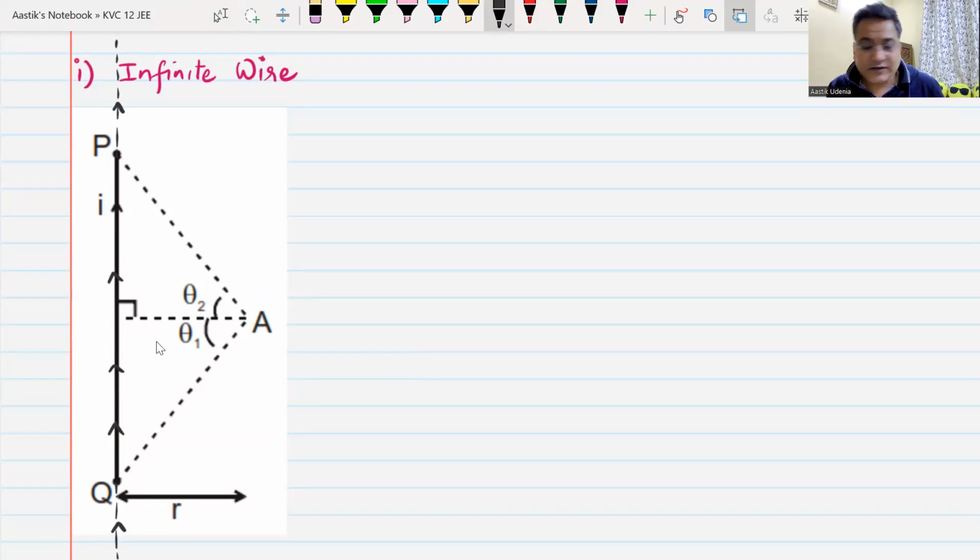So the same formula can be applied for an infinite wire. For an infinite wire, you just have to put the values of theta 1 and theta 2. What will be the value of this angle theta 2 for an infinite wire? The wire extends till infinity.